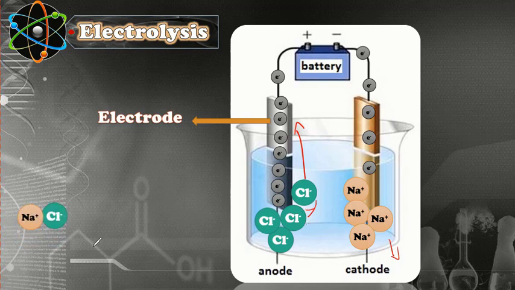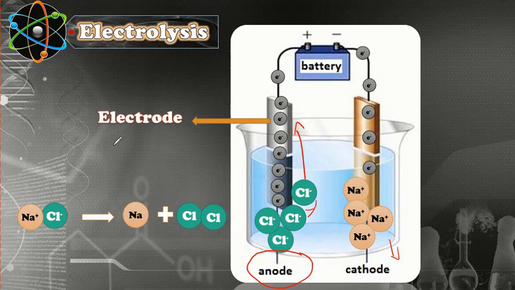So here you have sodium chloride, it will break to give you sodium plus chlorine, and it is not balanced, we can balance it. So we will look at these reactions. What is the reaction that happens at the cathode? Which reaction happens at the cathode? Is it the reaction of chlorine?